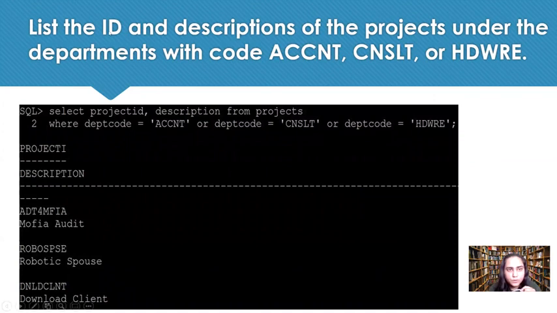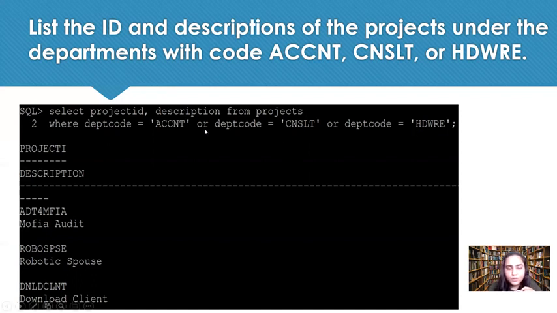First of all, you are asked only for the ID and the description. So we will say select project ID, comma, description from projects. And in the second part of the query, you will mention that you want only these three departments. To do that, you're going to write where dept code equal to 'ACCNT' in single quotes, or dept code equal to 'CNSLT' in single quotes, or dept code equal to 'HDWRE' in single quotes.